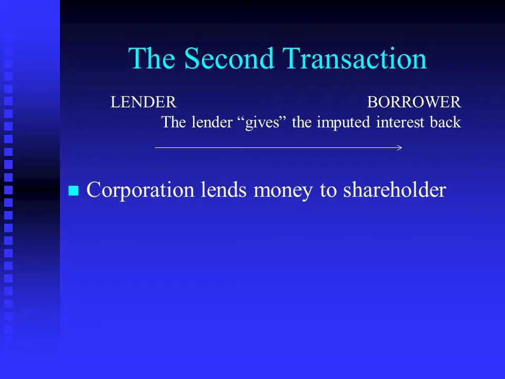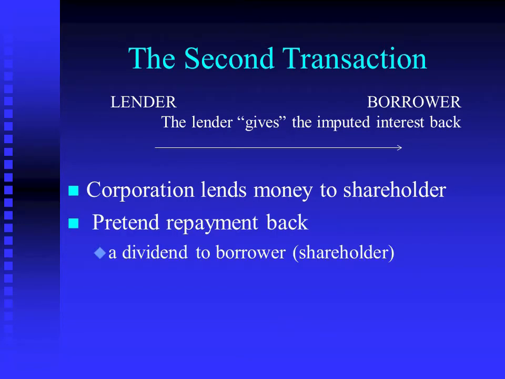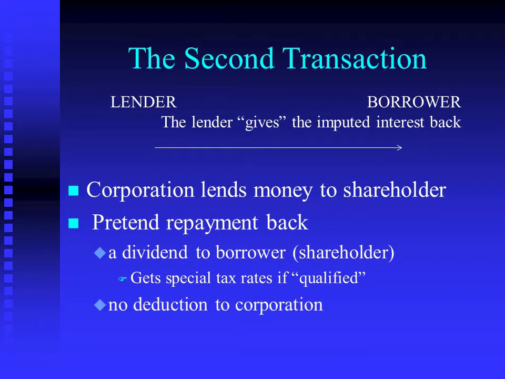Same transaction. This time, it's a corporation lending money to the shareholder. And it doesn't matter whether it's an S corporation or a C corporation. It's the corporation lending to the shareholder. Now, when the corporation gives the fake interest check back to the shareholder, what is the most general classification of what corporations give to shareholders? And hopefully you will say that's a dividend, right? And when a shareholder gets money from the corporation, it's generally classified as a dividend. And so the shareholder will have dividend income. It may get the special tax rates if it's a qualified dividend.